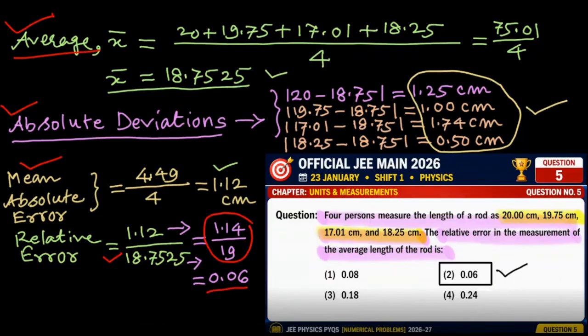Remember this forever. Average is the best measured value, while relative error tells us how reliable that value is. Reliability. I hope this question made the concept of relative error crystal clear.